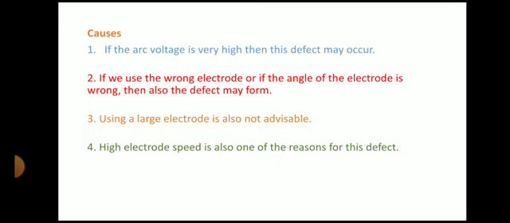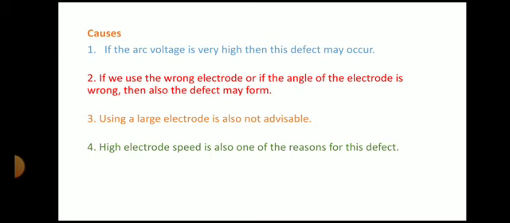Now what are the causes? If the arc voltage is very high, then this defect may occur. So basically in fusion welding, the arc is generated in between the electrode and the base material. So if this arc voltage is very high, that may be the cause. Then if we use the wrong electrode or if the angle of the electrode is wrong, then this defect may also form.